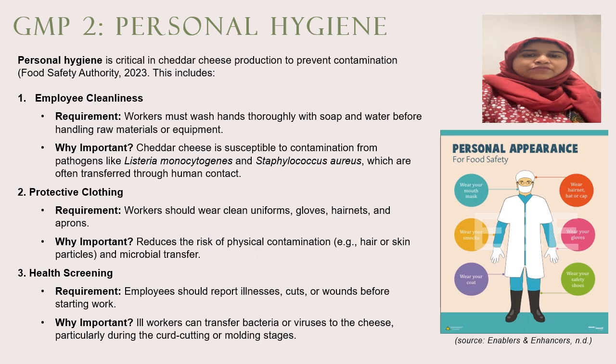And the second one is protective clothing. Workers should wear clean uniforms, hand gloves, hairnets, and aprons. Why is it important? To reduce the risk of physical contamination, for example hair or skin particles, and microbial transfer. And the third one is health screening. Why is it important? Because employees should report illness, cuts or wounds before starting work, because ill workers can transfer bacteria or viruses to the cheese, particularly during the curd cutting or molding stages.